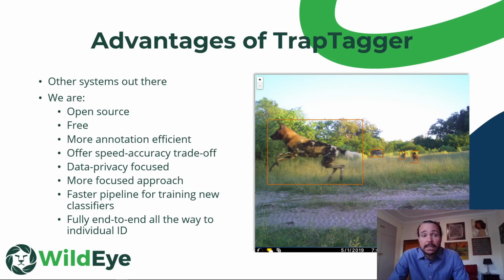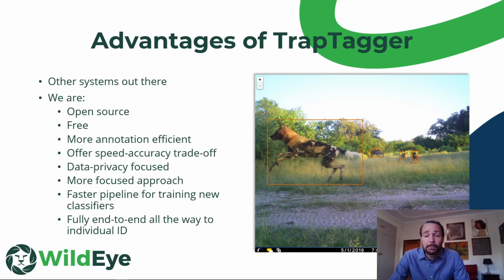Secondly, because the system has been built to be more annotation efficient from the start, it is much easier to process your images. In turn, we can offer that speed-accuracy trade-off: you can go for a much more manual approach for much higher accuracy if you want to, and do that on a per-species basis, only for your species of interest, to optimize performance for your particular application.